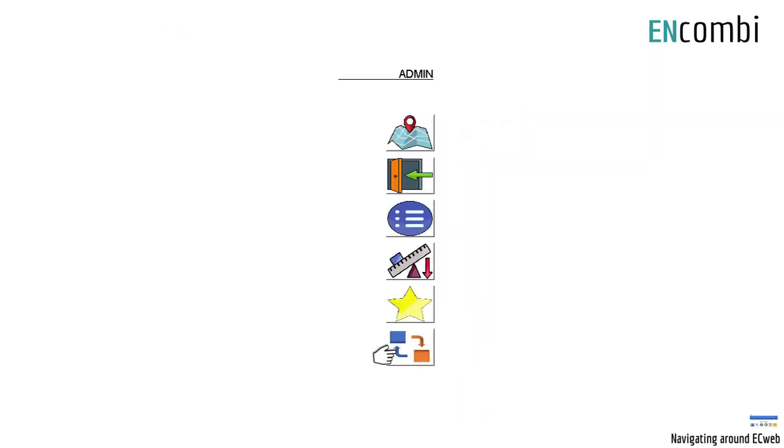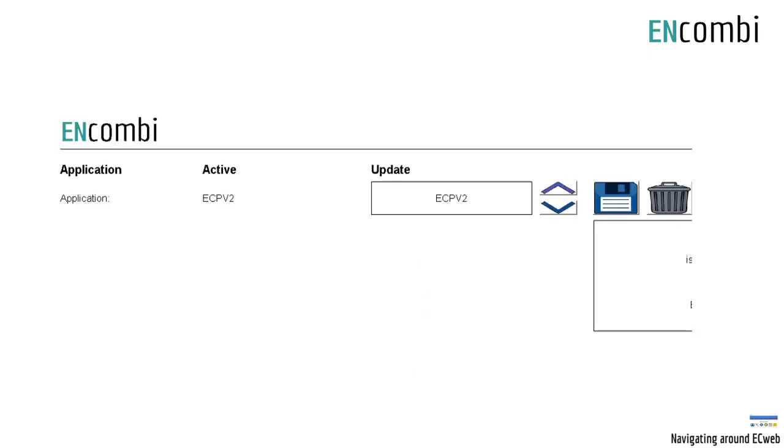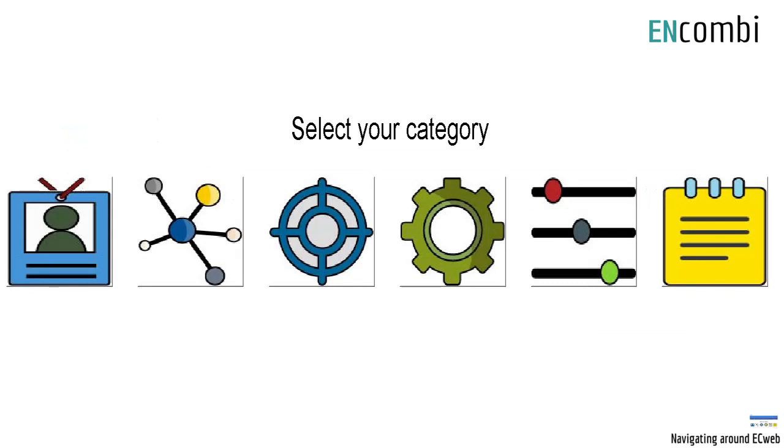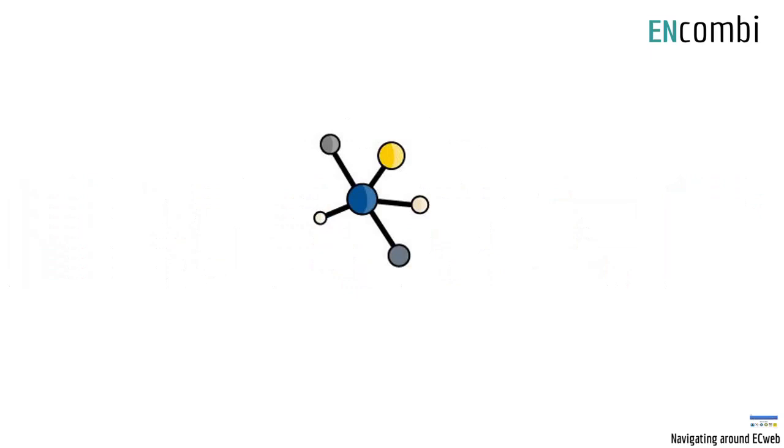The last subcategory is for application swap, where you can swap service tool and main controller for commissioning purpose. The next category on the ECweb is EClogic. If you click on the EClogic, you will see the EClogic main page with its logical features.